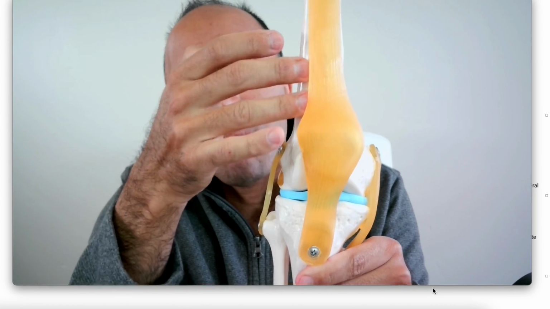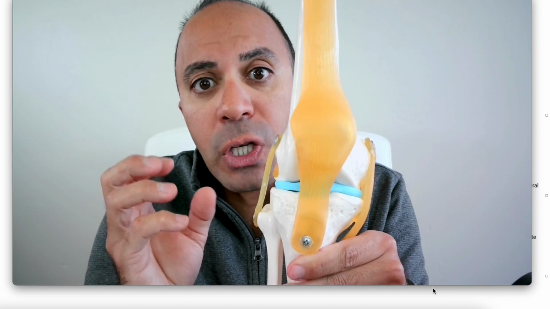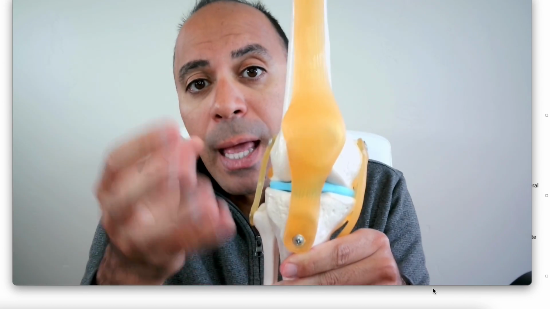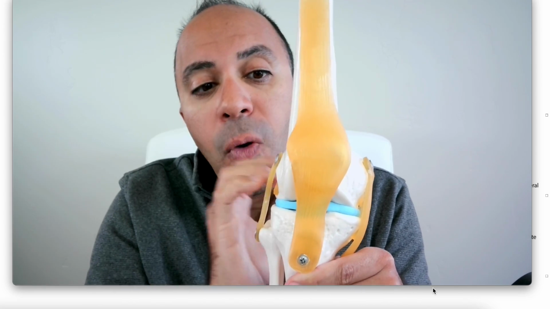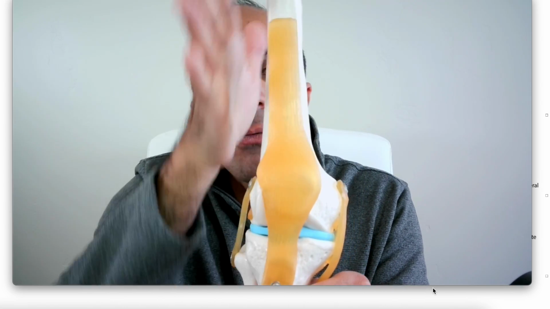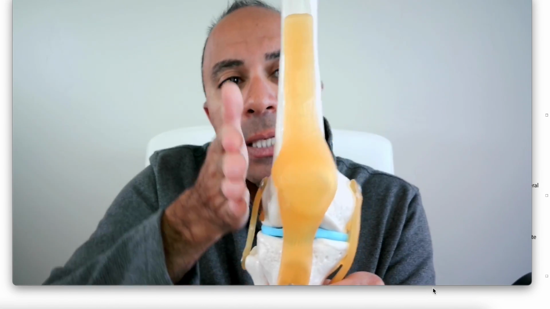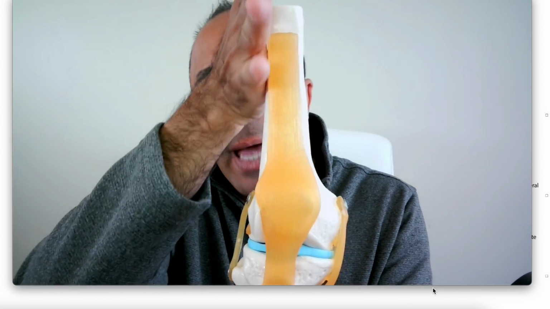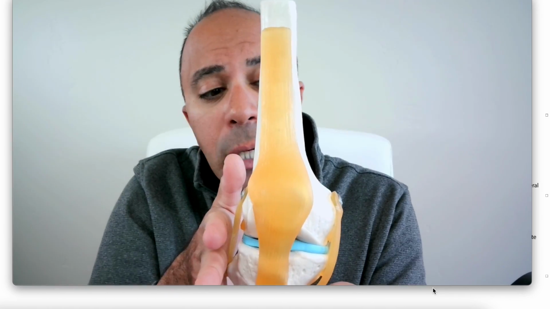We have bursa as a cushion between the tendon and the bone, to prevent any inflammation or rubbing of the tendon over the bone. We have bursa everywhere, and also we have the IT band attached here on the outside of the knee, and that's a very common issue here.